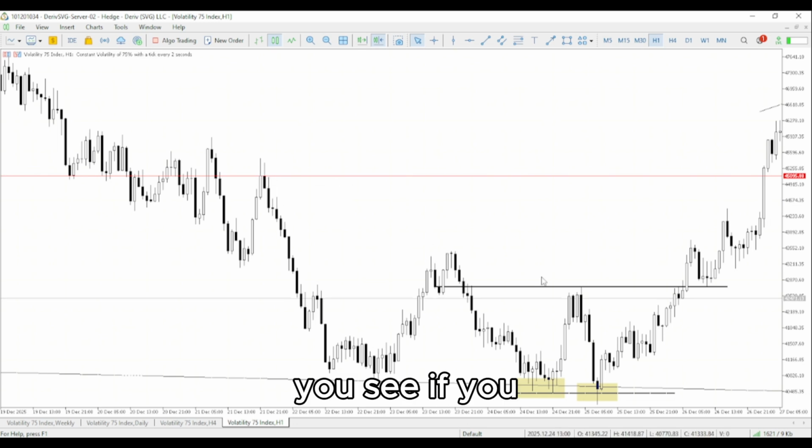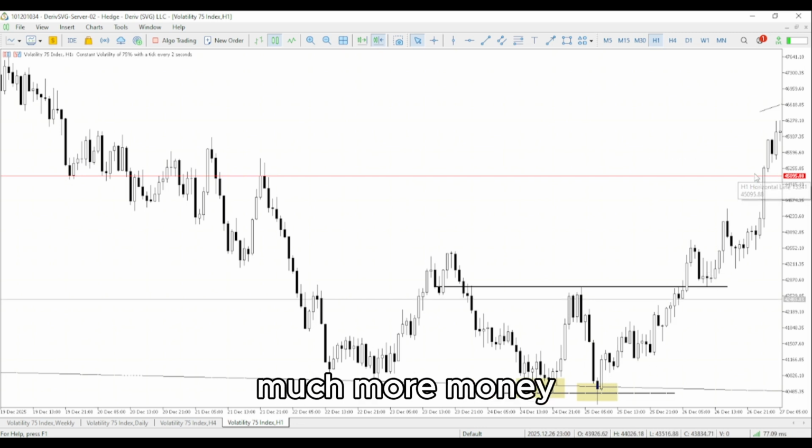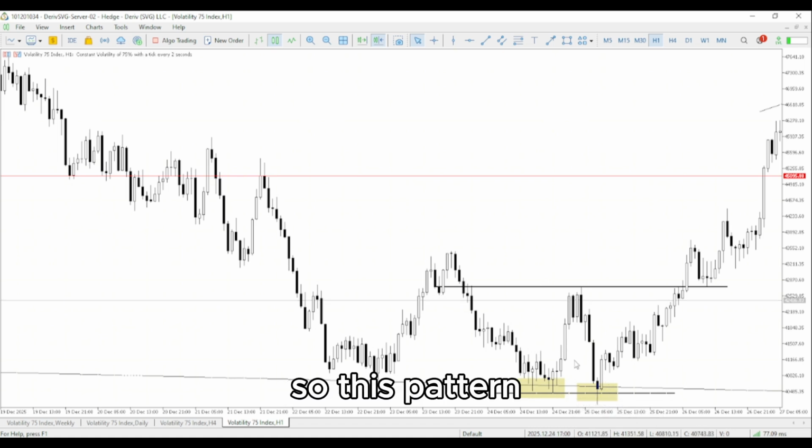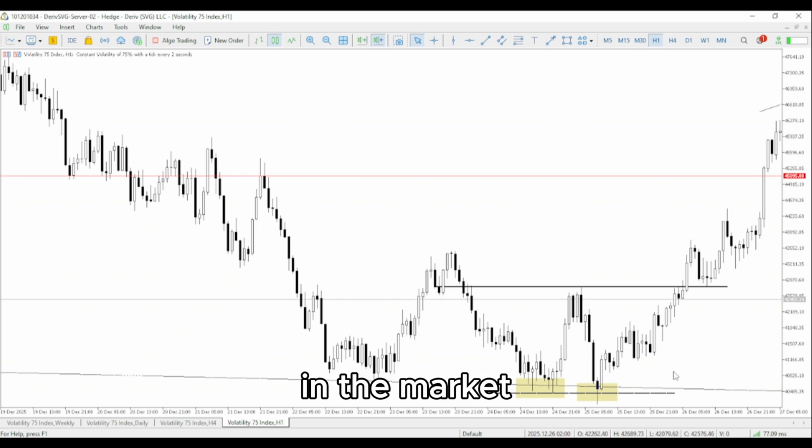This is our target. You see, if you sell from here, you won't be making as much money as someone that buys from here. If you buy from here and your target is here, and I buy from this place, I'll be making much more money than you. But why did I buy from here? Because I knew that a double bottom was surely going to form in this place because of what I was seeing price doing. So this pattern is a secret pattern that helps you catch those sniper entries in the market, you understand.